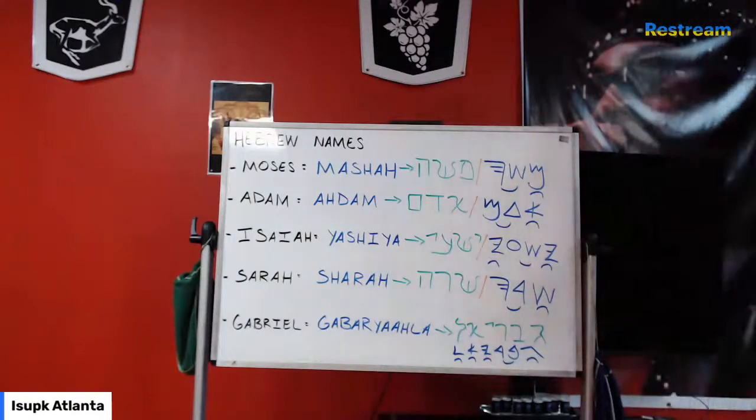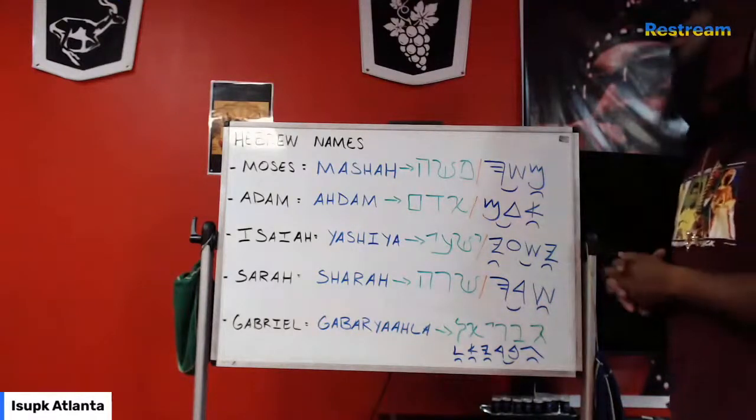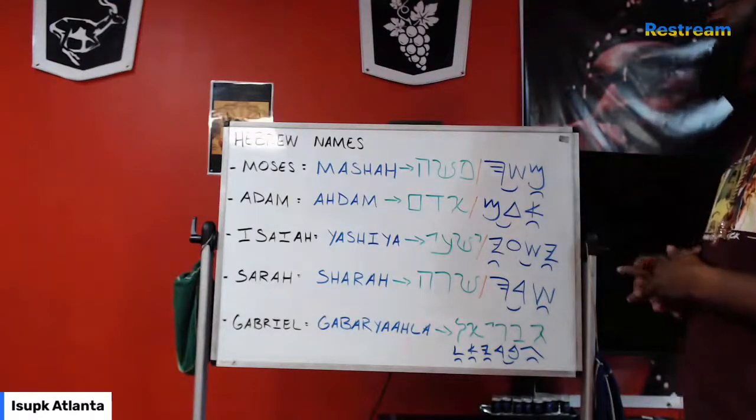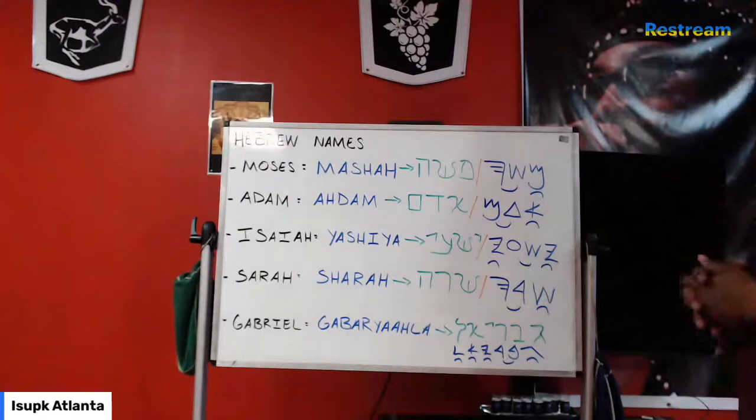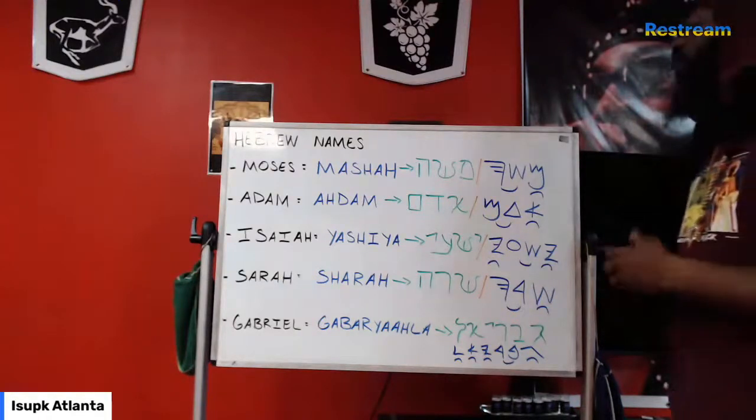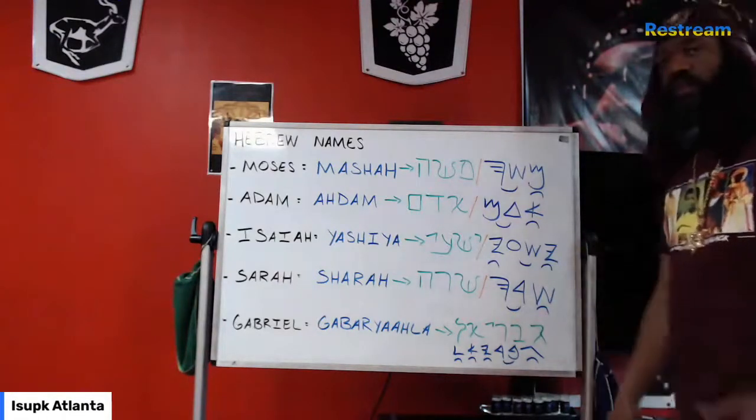All right, excellent. So lastly: Moses, Mashah; Adam, Adam; Isaiah, Yeshaya; Sarah, Shara; Gabriel, Gabar Ya Allah.